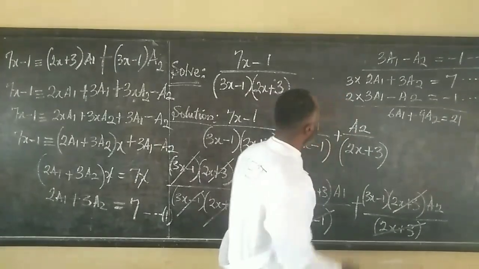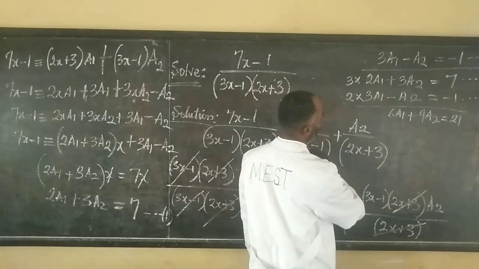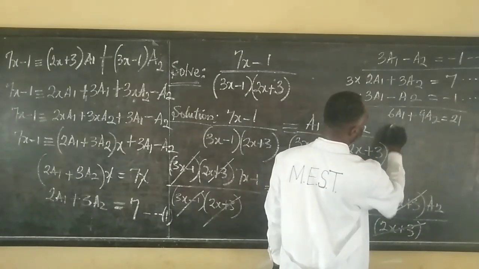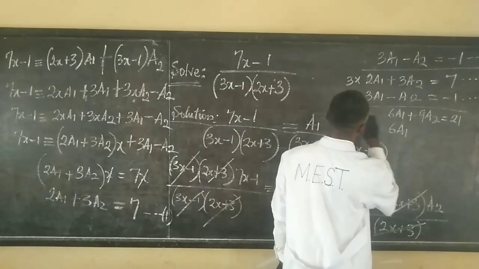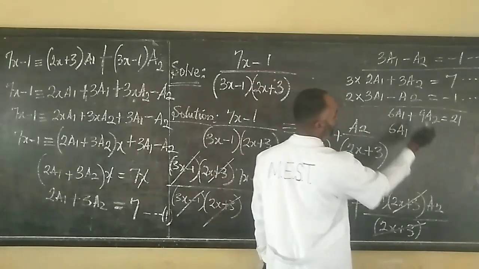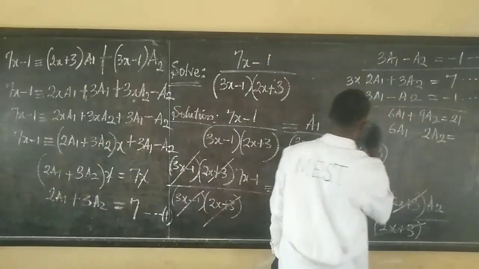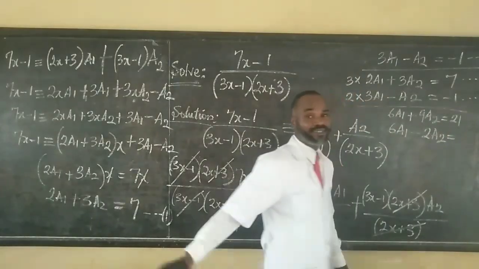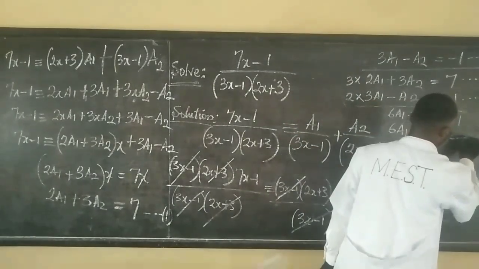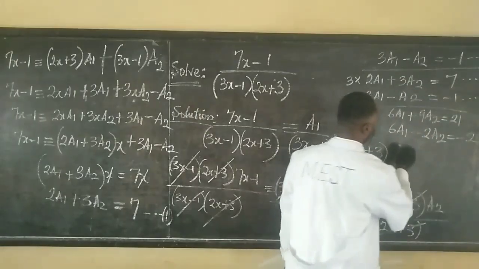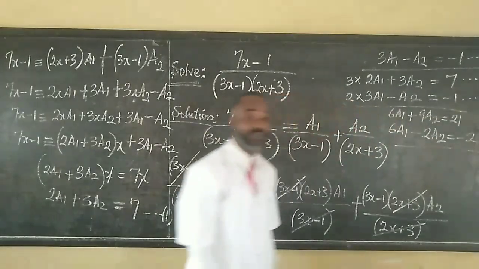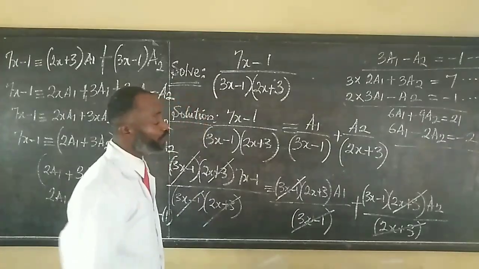We do the same thing here. This times this is going to give us 6a1 again. This 2 times minus is going to give minus 2a2. And finally, 2 times minus 1 is going to be minus 2. Alright, we are moving on.